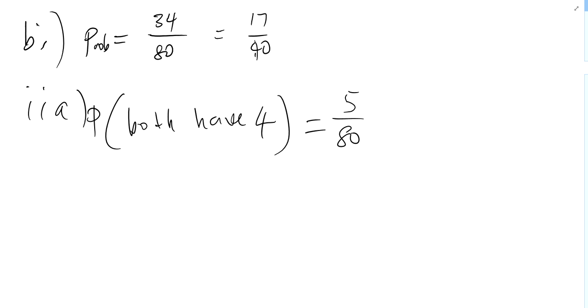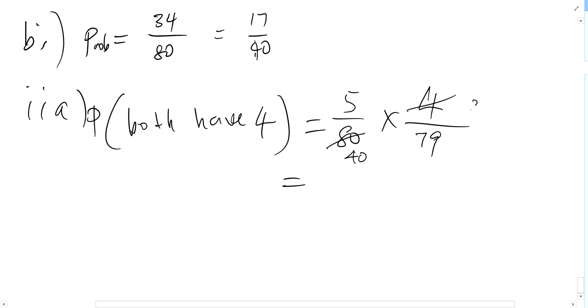Then the second car, what am I wanting to have? 4 passengers again. Out of the remaining cars, how many have 4 passengers? Out of all the remaining cars, how many cars are there? 79. After 80 cars, you take out 1 car already, right? How many cars left? 79. How many out there have 4 passengers? Originally 5, you take 1 out, left 4. 4 out of how many? 79.